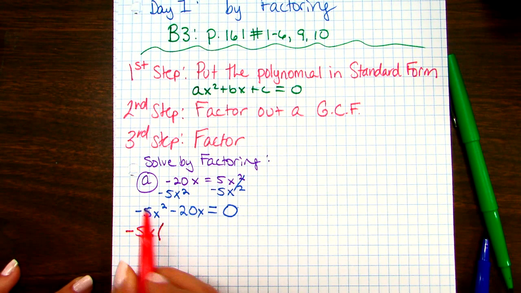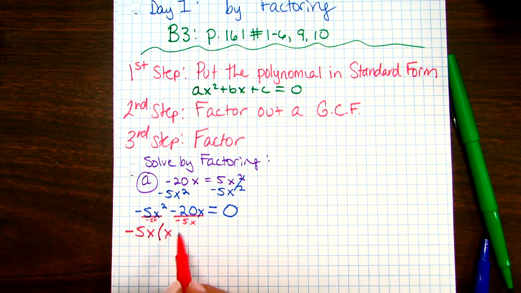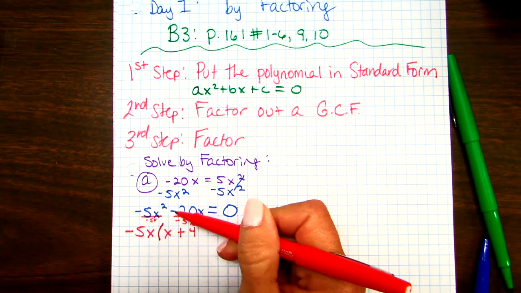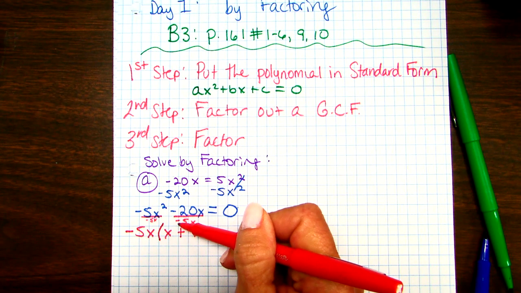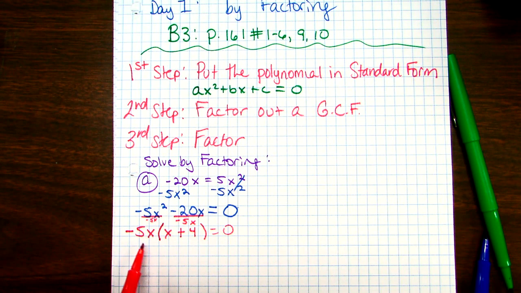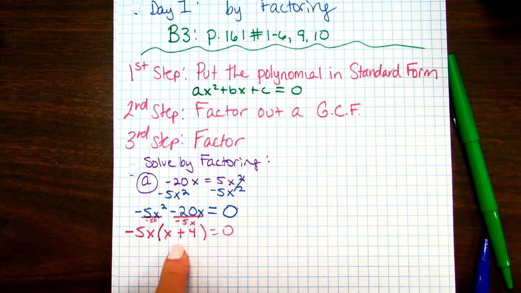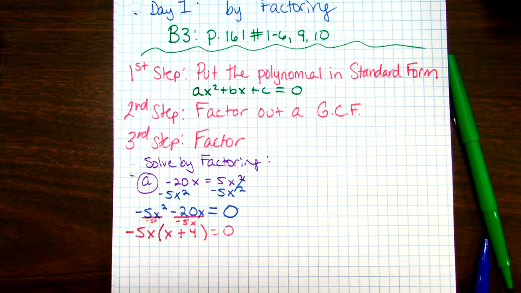Whatever's left over goes in the parentheses. So when I divide this guy by negative 5x, I get x. When I divide this guy by negative 5x, I get, be careful here, positive 4, right? Because it's a negative divided by a negative. You can check it real quick, guys, without showing any work, just in your head. Negative 5x times x, yep, that's negative 5x squared. And negative 5x times positive 4 is negative 20x.